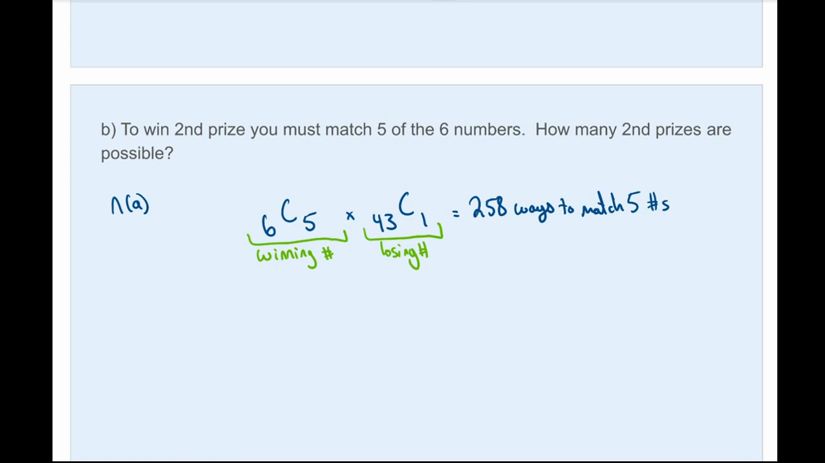And one thing we can notice, we can see this pattern here. 6 plus 43 equals 49, and 5 plus 1 equals 6. So our first 2 numbers in our combinations have to add up to the total number of ways. Our last 2 numbers have to add up to how many trials you could say we're doing. And in this case, a trial would be selecting a number. So just some things you can think about as you go through this.